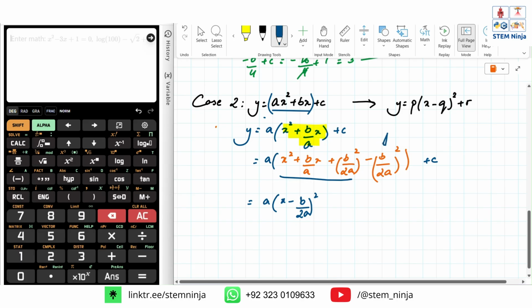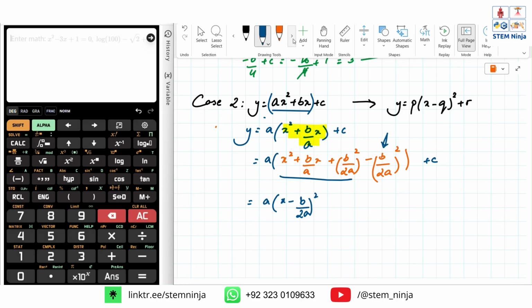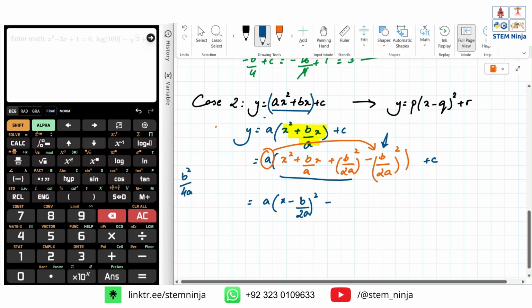This will become the third term, b over 2a whole squared. But when we take this term out now, we have to remember that there is an a multiplied with this term. So b squared over 4a squared times a will cancel out one of the a's. So this would be b squared over 4a plus c. Now, you can write it this way however you like.